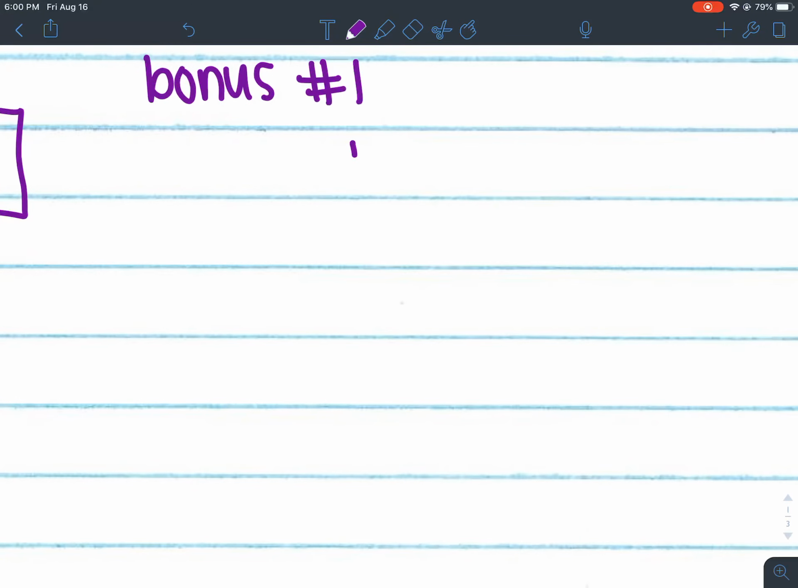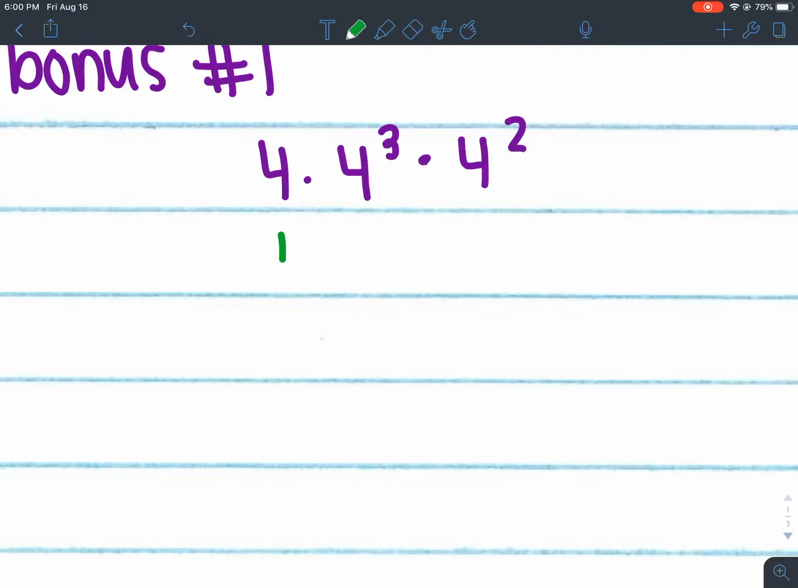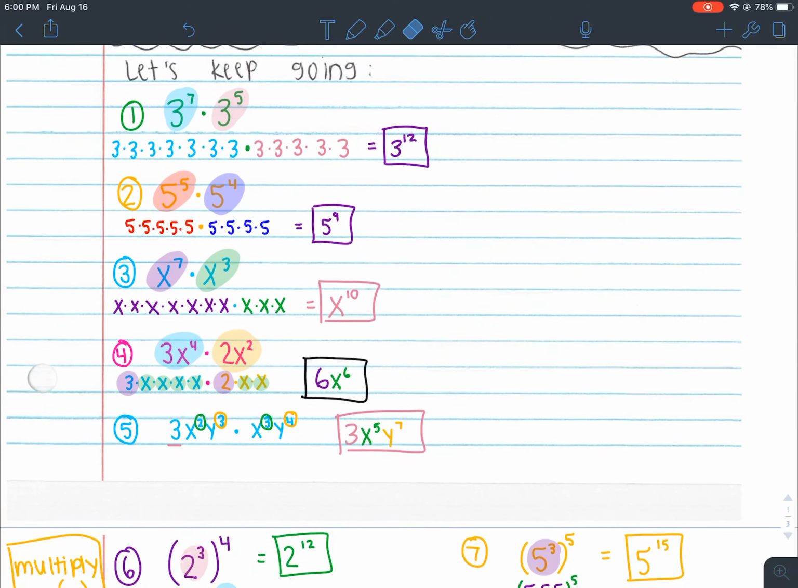If I had 4 times 4 to the 3rd times 4 to the 2nd, right? How many 4's do I have here? Well, here I have 1, I have 3 here, and then I have 2 here, right? So I have 1, and then I have 3, and then I have 2. So how many 4's do I have in total? I have 7. No, I have 6. Oh, whoops, that was a big 6. 4 to the power of 6. So you do it the same way. So it doesn't matter how many things you have or how many you have of each, you still treat it the same way.